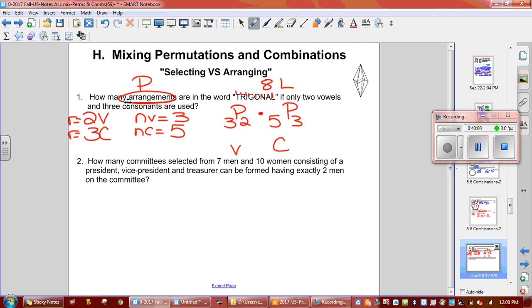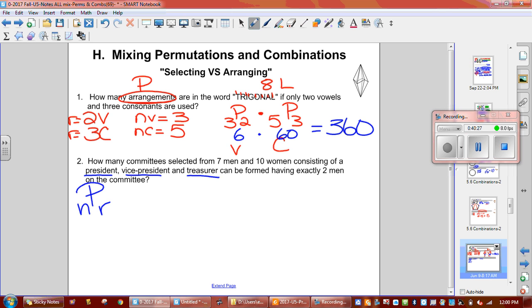Now, because they told us president, vice president, treasurer, that's considered to be a ranking. When we have ranking order, that means we need a permutation. So this is also a permutation question, nPr. So if I want the women, I have 10, I need to choose 1 because we need exactly 2 men on the committee. Well, if we have 2 men on the committee, that means the other person of a 3-person committee must be a woman.